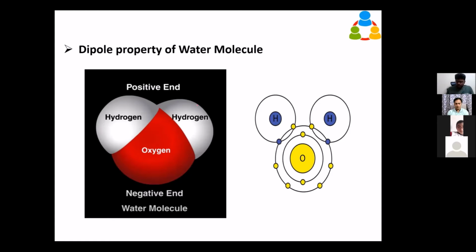To make you clear, let me write here. 1s will have an up electron and a down electron, then 2s, 2p. This is also an up electron and a down electron. What I mean here is 2 electrons with opposite spin. The 2p has 3 orbitals. The s subshell will have only 1 orbital. The p subshell has 3 orbitals.